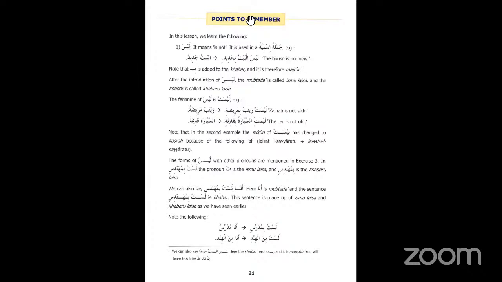We can also say ana lastu bimuhandisin. Here, ana lastu bimuhandisin means I am not an engineer. Here, ana is mubtada and the sentence lastu bimuhandisin is khabar. This sentence is made up of ismu laysa and khabru laysa as we have seen earlier.